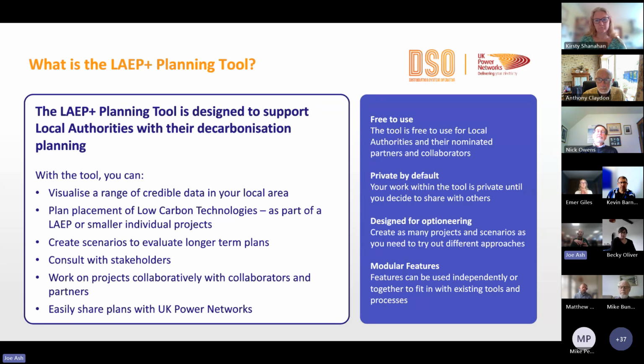You can also do project planning, so you can place the actual low carbon technologies on the map itself. So you can say, not only am I visualizing all the data that I need to see to get the baseline of what my area looks like right now, but I can start to plan and place technologies on the network as well. So what happens if all of this row of houses gets rooftop PV, for example?